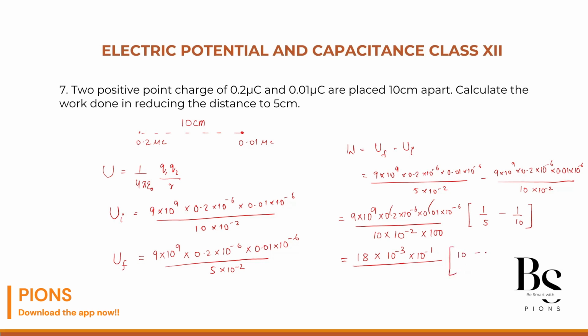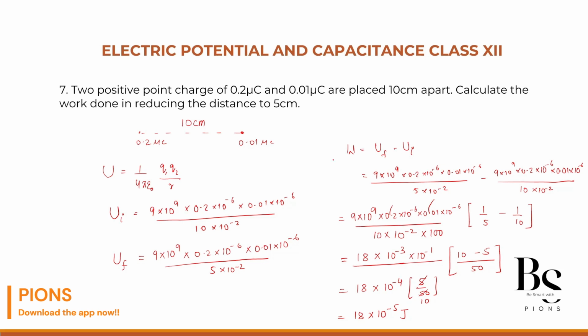10 minus 5 upon 50. I hope this is clear. So this will give here 18 into 10 to the power minus 4 into 5 by 50. 5 tens, 10 goes up. This will give you 18 into 10 to the power minus 5 joules. Done. This is the extra work you have to do on this system of charges to get it at the position of 5 centimeter.